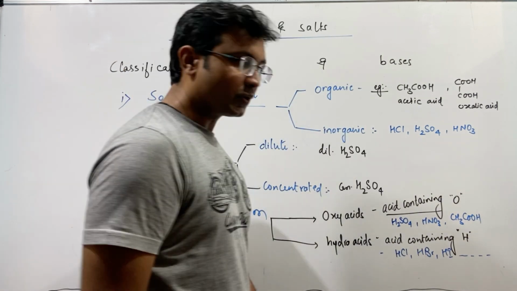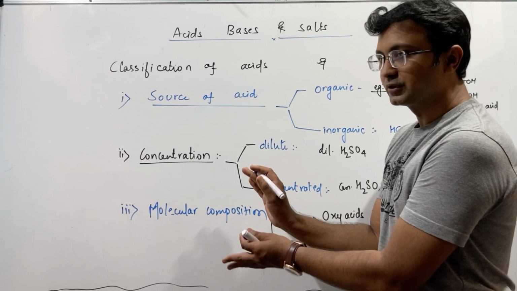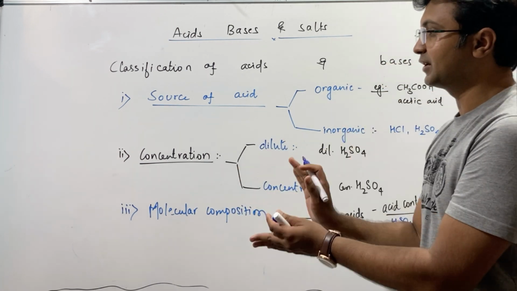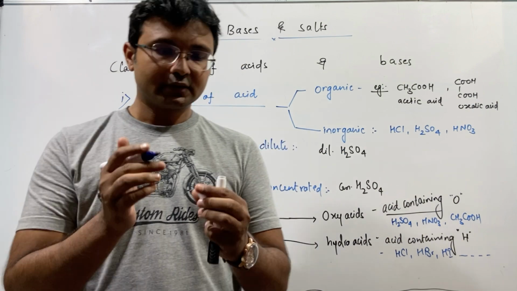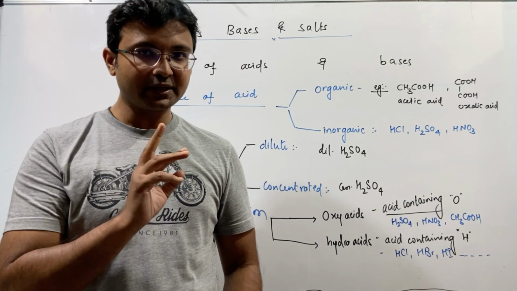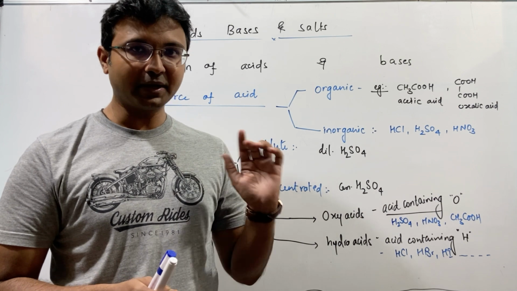Alright students, so this is the classification of acids exclusively. Now we will do the classification by bifurcation. That means I will compare the classification between acids and bases. This classification will be contained by both acids as well as by bases.